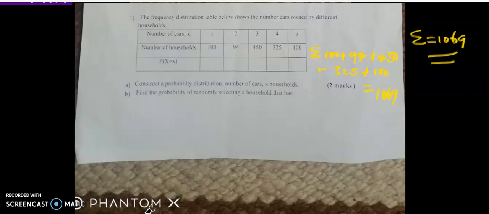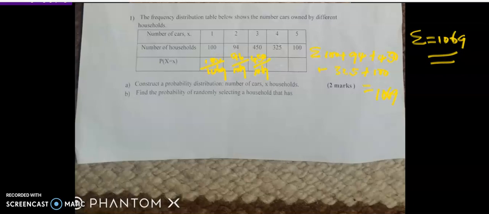What does this tell you? Since we are looking for the probability of X, when X is 1 the number of households is 100, so it is 100 divided by 1069. Here is 94, it will be 94 by 1069. Here is 450 divided by 1069.